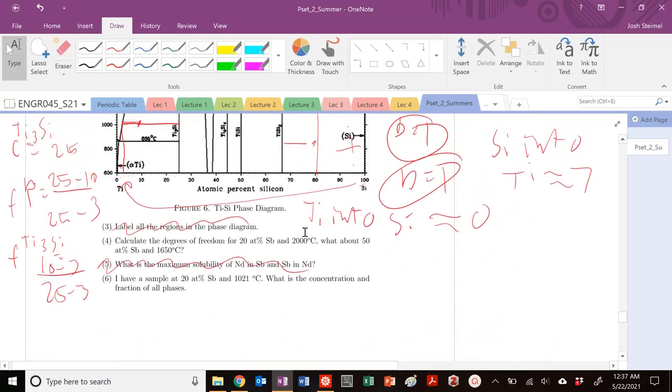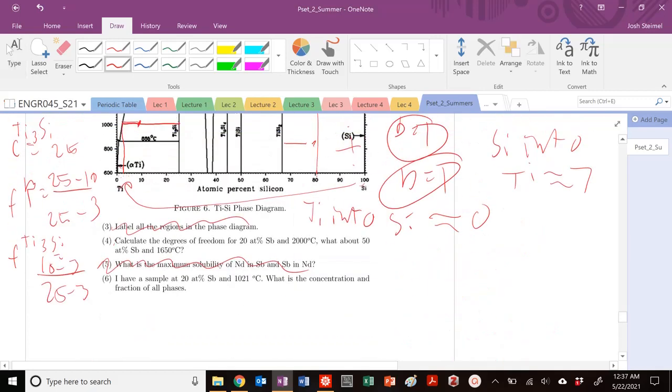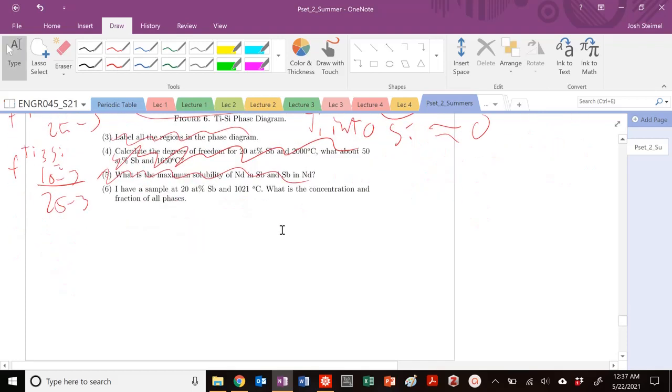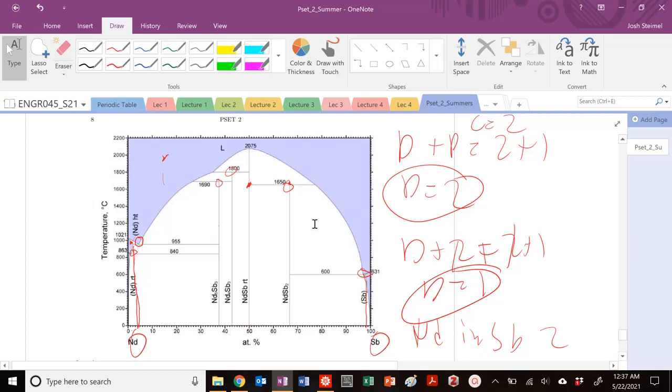What about 50 Sb and 1650? So 50 and 1650 right here. Well, I'm simultaneously this phase, and I'm simultaneously this phase. So degrees of freedom plus phases 2 equals 2 plus 1. So that's going to give me degrees of freedom of 1. Fantastic. And then finally, I have a sample at 20 atomic percent Sb and 1021.